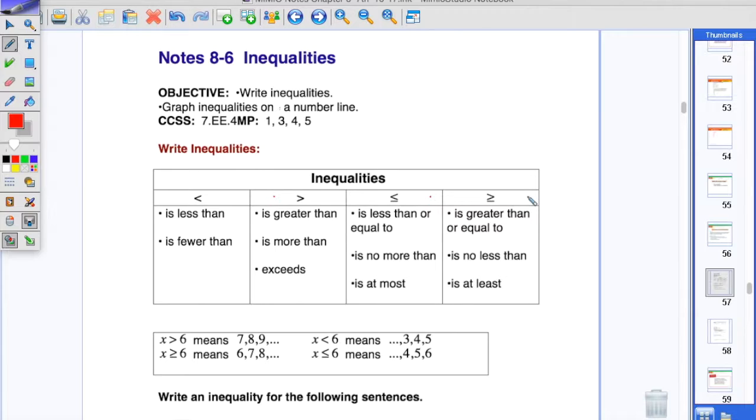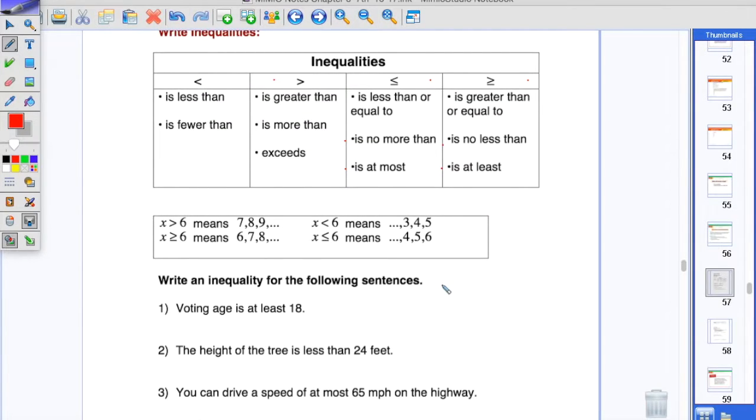Be careful because the is no more than and the is at least are tricky ones, because when you see more and most, you want it to be a greater than symbol. Same thing with your is no less than and is at least, it's your greater than or equal symbol. So be careful with those two translations.